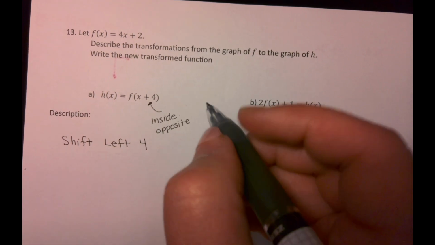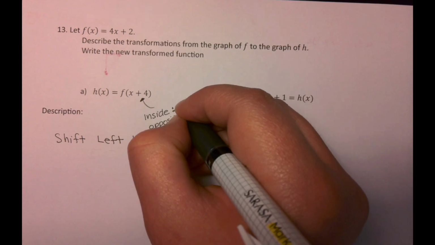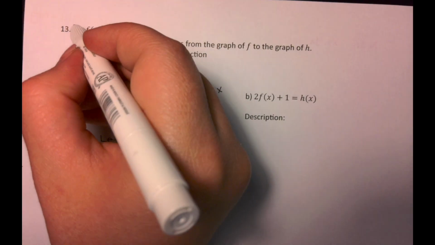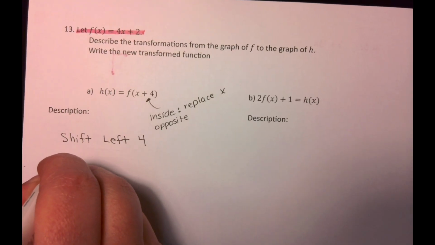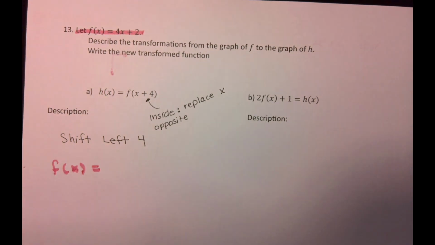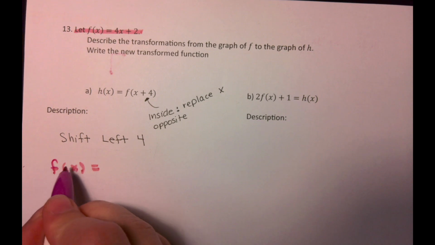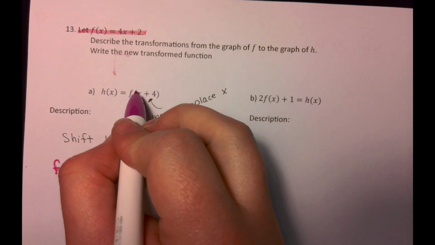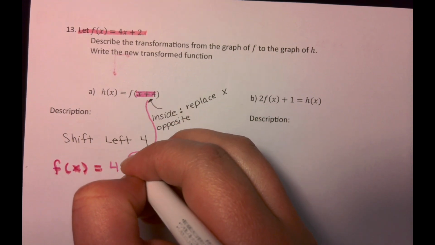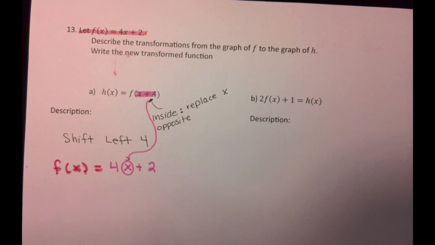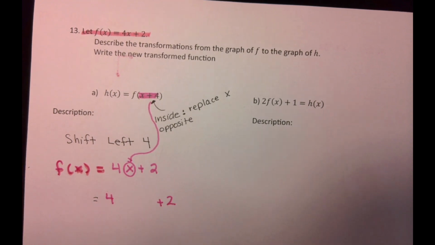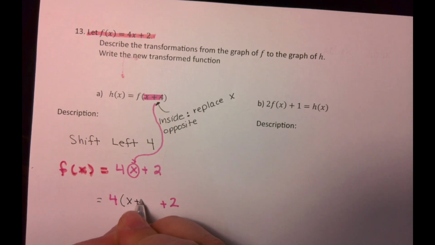Because it is inside, we're going to replace x. So let's take our original function, f of x is equal to 4x plus 2. I'm going to take this x plus 4, remove this x, and place that x plus 4 in it. So I still have my 4, I still have my plus 2, and now instead of x, I'm writing x plus 4.